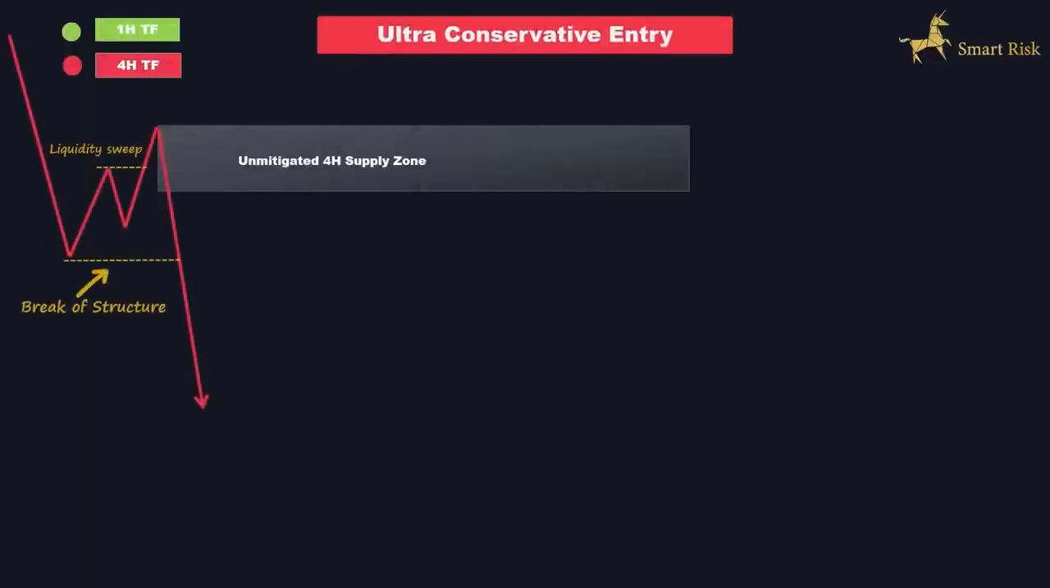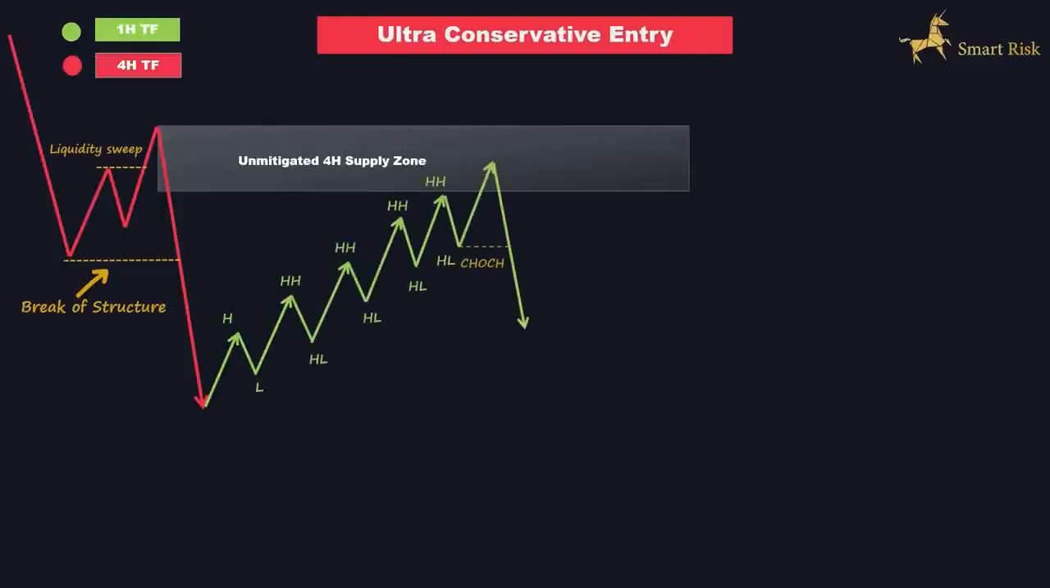Imagine we have a perfect sell setup on a higher time frame like the 4-hour time frame, which is confirmed by the criteria and rules of a high-probability trading setup. Our next step is to switch to a lower time frame, like the 1-hour time frame. Closely monitor the price movement and patiently wait for the price to return to the higher time frame supply zone and demonstrate a change of character pattern.